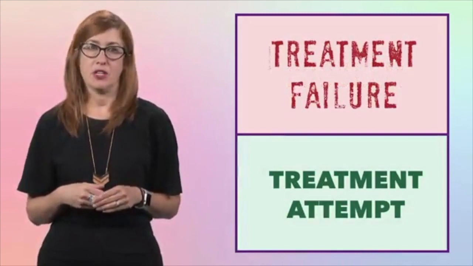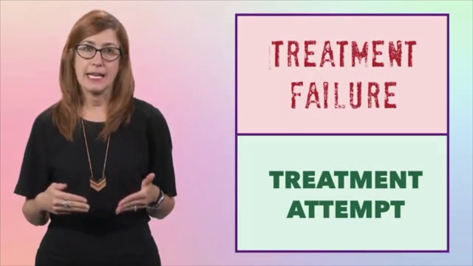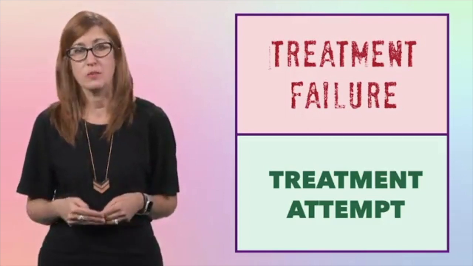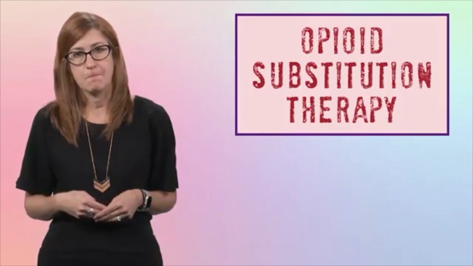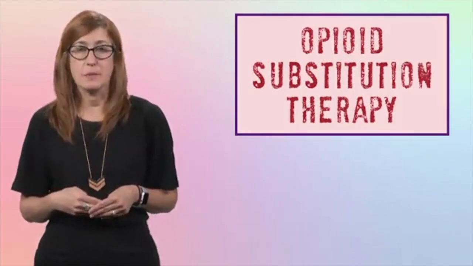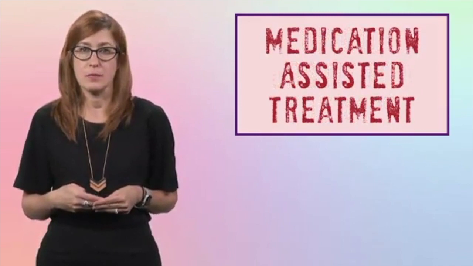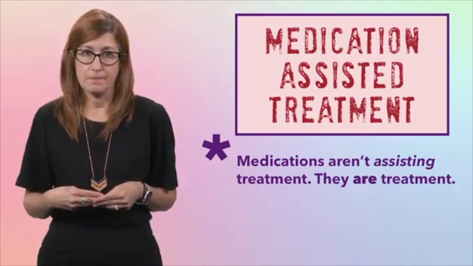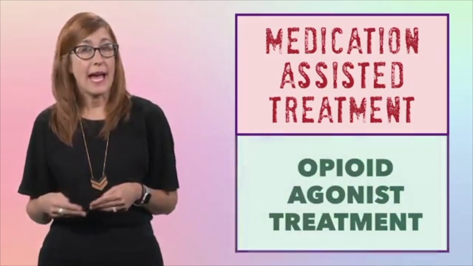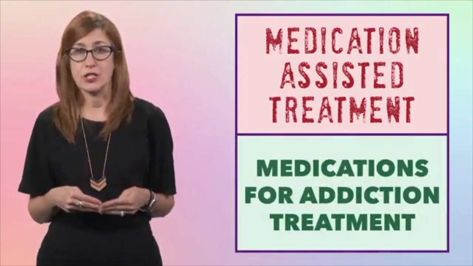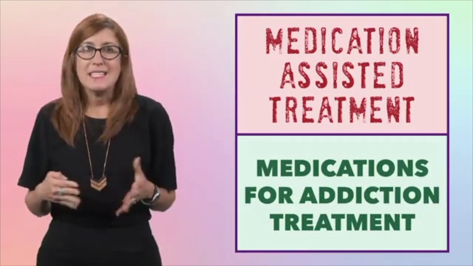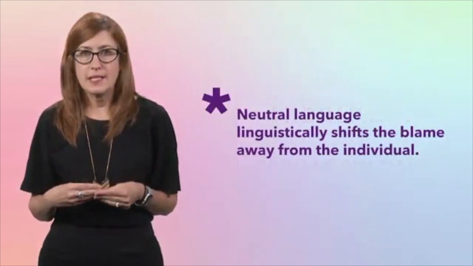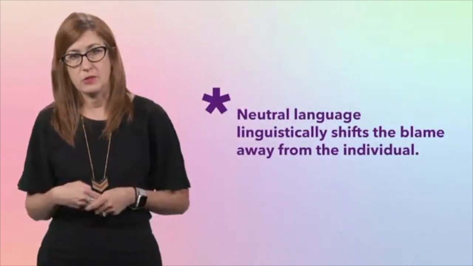Lastly, we cannot perpetuate the idea that evidence-based medications used to treat addiction are just substituting one addiction for another, using terms like opioid substitution therapy. Another potentially stigmatizing term is medication-assisted treatment. Medications are not assisting treatment. They are treatment. Rather, we can say opioid agonist treatment or medications for addiction treatment. Again, these might seem like small differences, but they seek to be more neutral and linguistically shift the blame away from the individual.